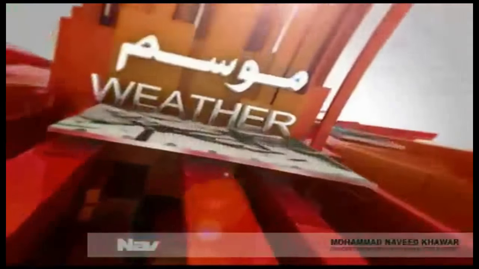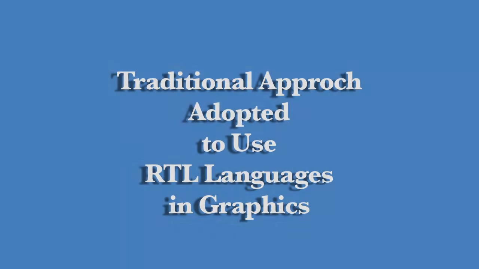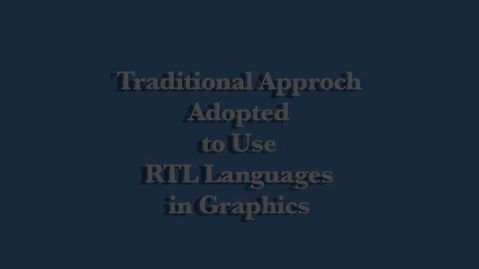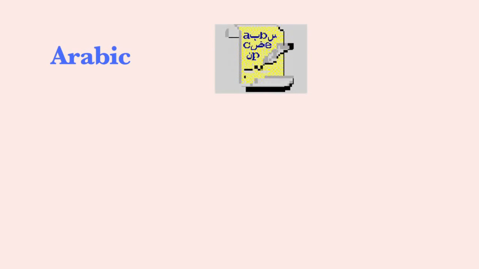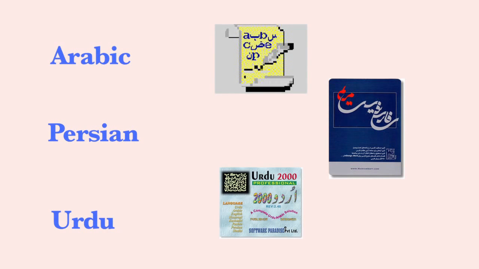But before we begin, let me discuss the traditional method that is used to work with right to left languages in the graphic world. Traditionally we use a right to left text editor. For example, in Arabic, we use an Arabic editor. For Persian, users use Mariam Naviz, and Urdu users use InPage, etc.